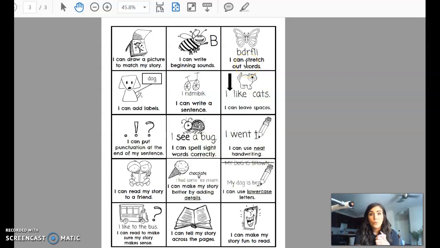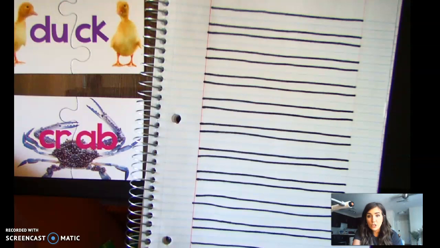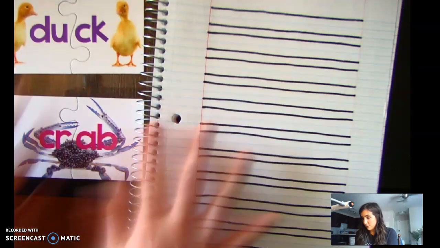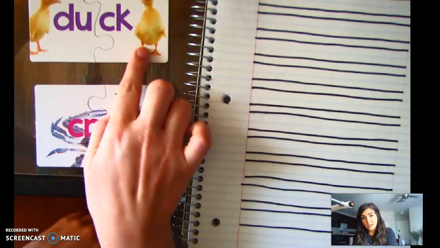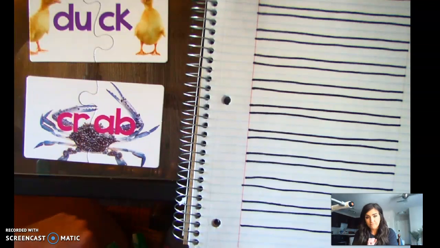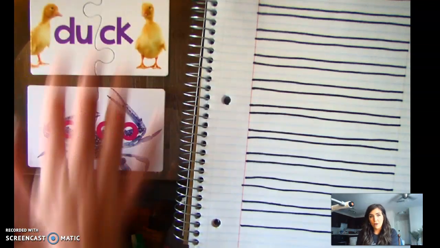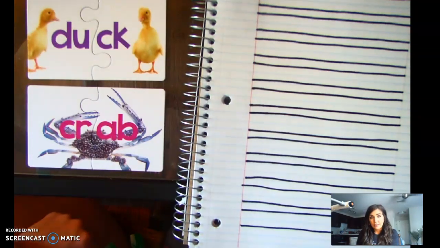So what we're going to be writing about today are different animals, and we're going to compare and contrast them. We're going to talk about how they're the same and how they are different, okay? So I'm going to show you. I don't have stuffed animals in my house, unfortunately, but I hope you do. I picked two cards that hopefully you can see here. I have a duck and a crab. And I'm going to talk about these animals. How are they the same and how are they different?